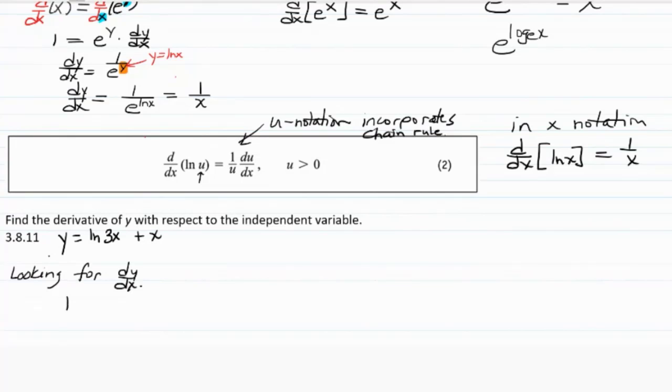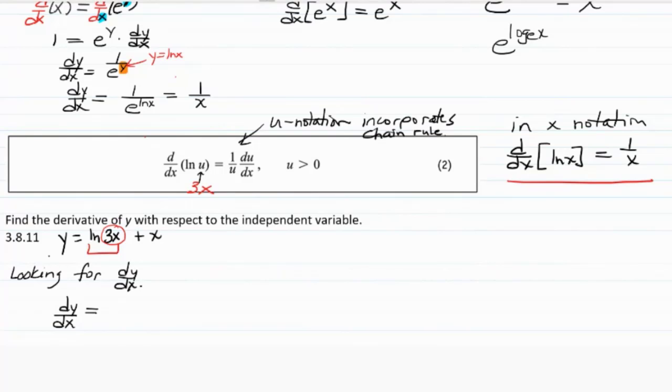So taking the derivative, we have the derivative of y with respect to x is going to be equal to what? Well, in the first term, we have the natural log of 3x. So we don't just have the natural log of x equals 1 over x. We have a 3x instead of the u there. And that's okay, because by the chain rule, we know that we have a composition here. The 3x is the inside function, the natural log is the outside function.